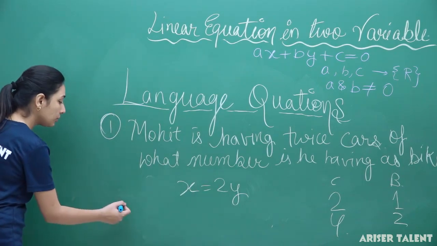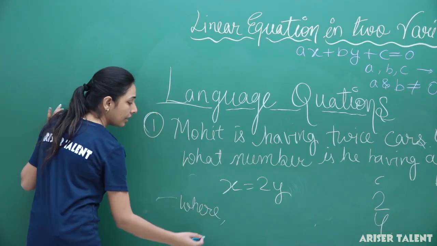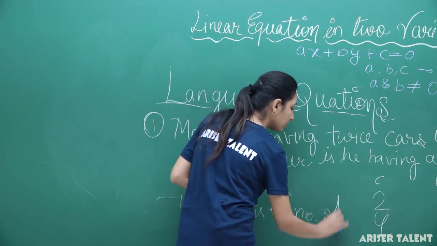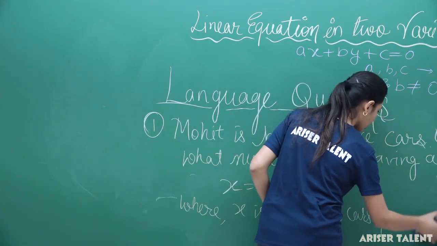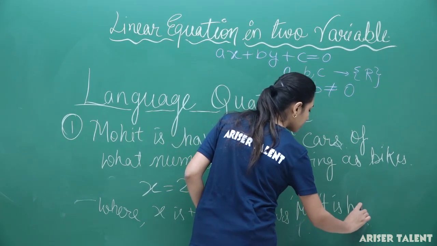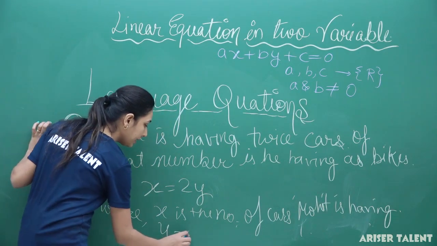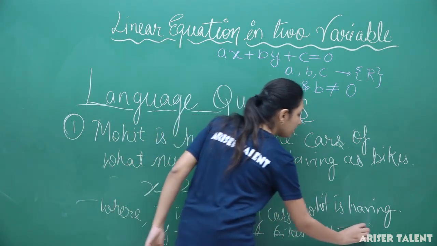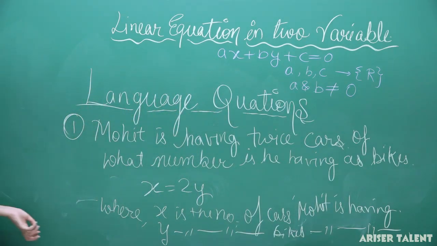Okay. Now, students, where you have to write that x is the number of cars Mohit is having, similarly y is the number of bikes Mohit is having. Simple. So, this is kind of a language question.